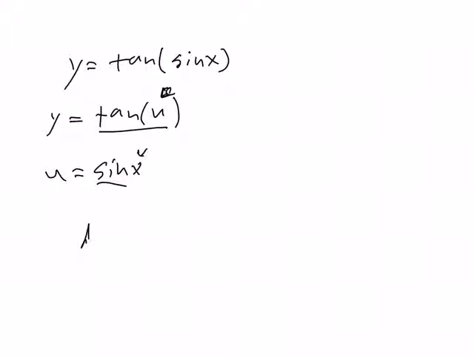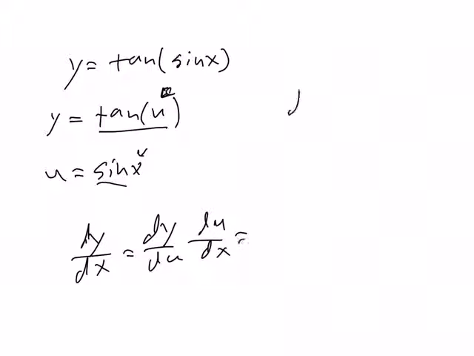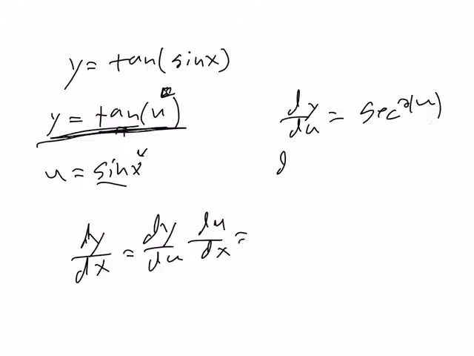Okay, so now we know that dy over dx is equal to dy over du times du over dx. Well, what's dy in terms of du? Changes in y, well, we take the derivative of this, and it's secant squared of u, right? That's the derivative of tangent of u. And what is du over dx? Well, that's the derivative here. It's going to be cosine of x.